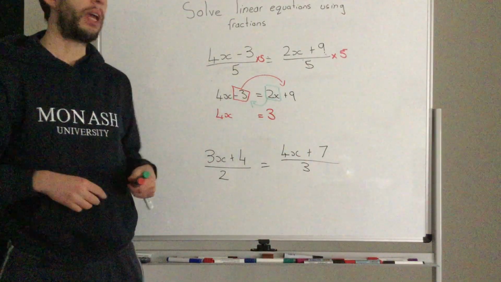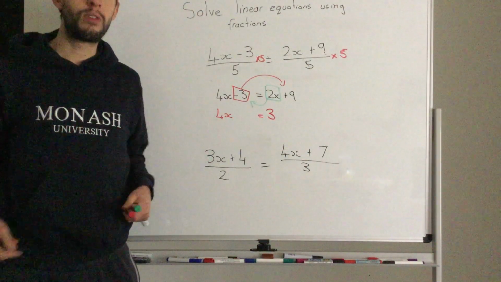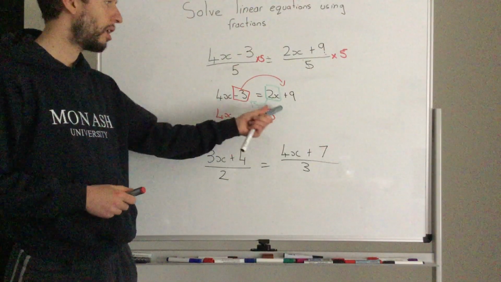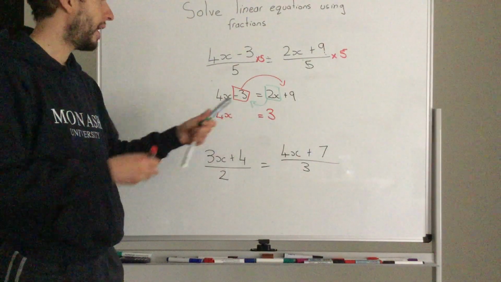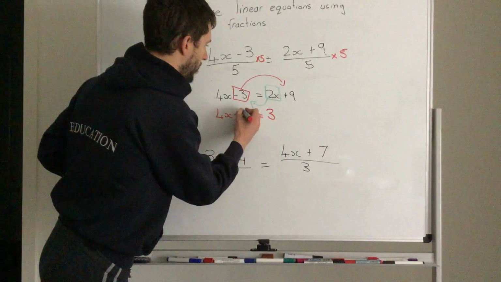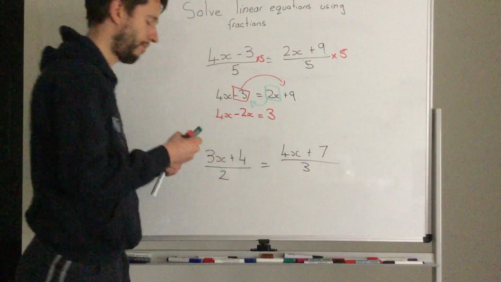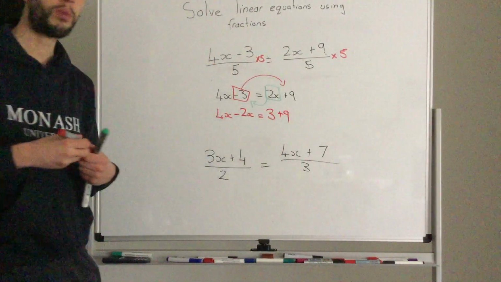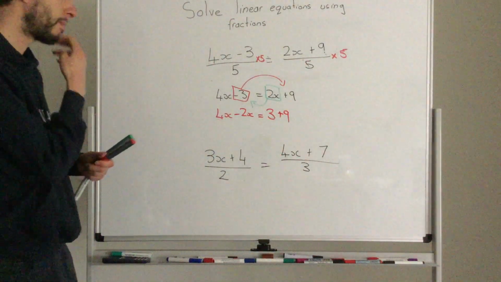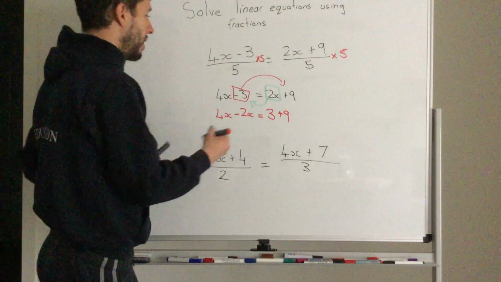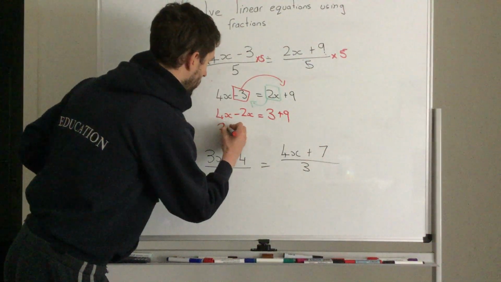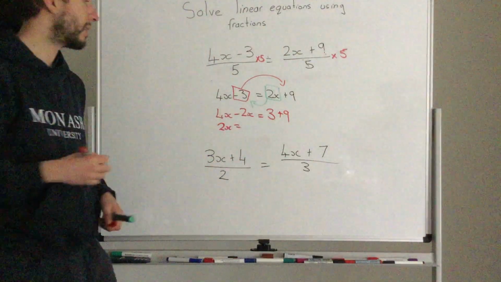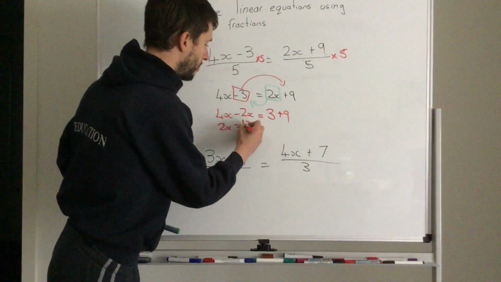This is positive 2x. To get a positive 2x away from this side, I need to take it away. So if I take it away from this side, it cancels out and it becomes negative 2x on this side. And then I'm just left with plus 9. So I can simplify this. I've got 4x take 2x equals 2x equals 3 plus 9 equals 12.